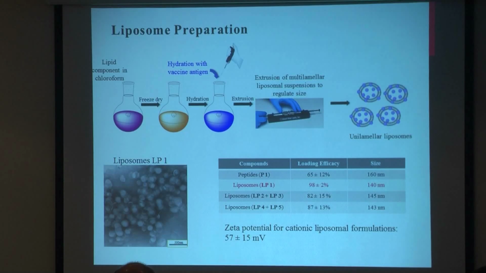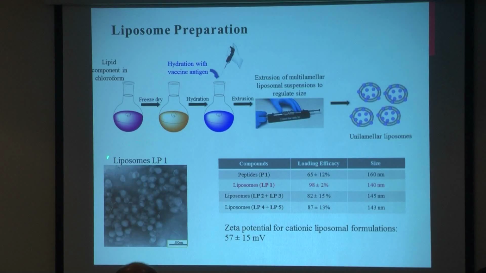How I formulated liposomes is slightly different from my colleague Nirmal. First, I put the lipid component in chloroform, and I got rid of the chloroform, and I freeze-dried it, and then I hydrated it with the vaccine antigen. And from there, I regulated the size using the extruder. I used a 100 nanometer pore membrane. And these were my results for size. And then I tested for zeta potential as well. All the formulations had approximately 60 mV, and the size was about 140 to 160 nanometers.